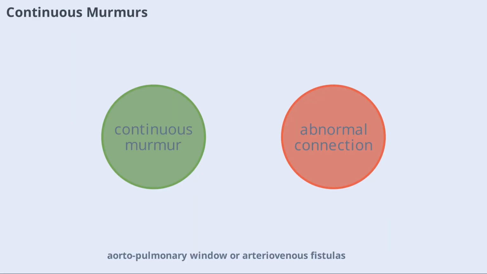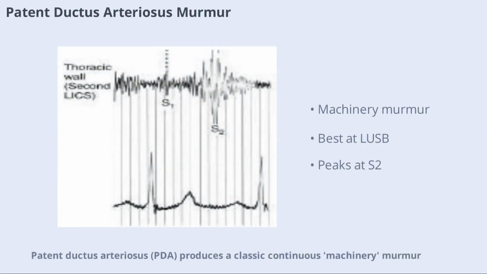Patent ductus arteriosus (PDA) produces a classic continuous machinery murmur, best heard at the left upper sternal border. The murmur peaks around the second heart sound and may be accompanied by other findings depending on the size of the ductus and the presence of pulmonary hypertension.